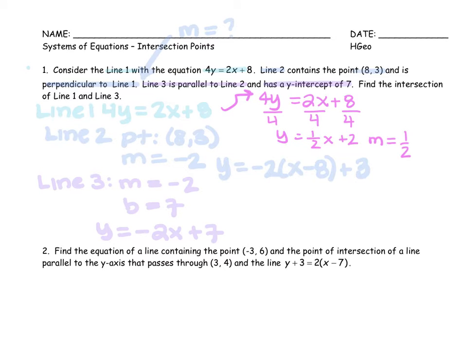The last part of the problem is telling me what I need to find: find the intersection of line 1 and 3. Okay, so whenever we're finding an intersection, we are solving a system of equations. And I remember from systems of equations the other day that the solution to a system of equations when you solve by graphing is the point of intersection of the lines. Okay, so line 1 is 4y equals 2x plus 8, and line 3 is y equals -2x plus 7. So I need to solve that system of equations.